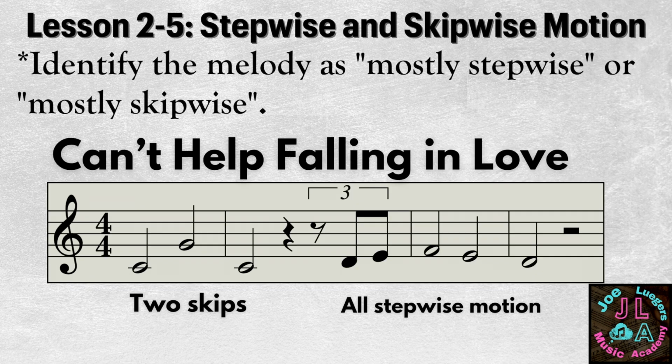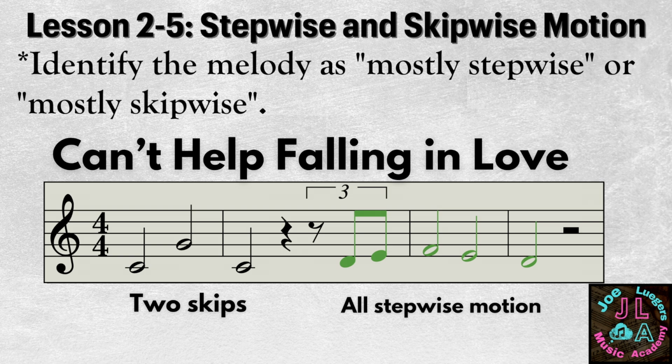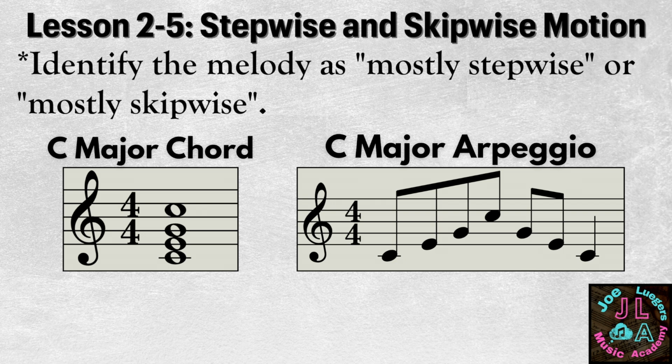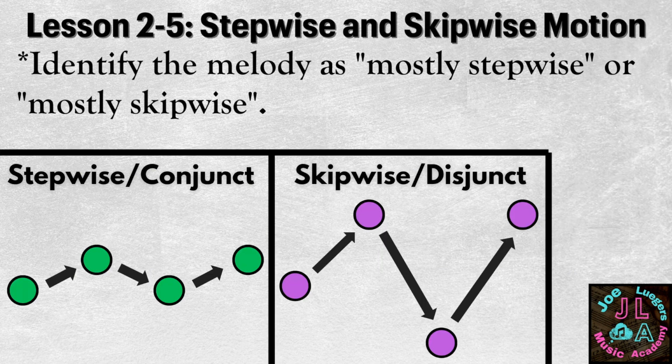Can't Help Falling in Love begins with 2 large skips in a row, but the majority of the rest of the verse consists of steps. Skipwise motion usually has notes jumping between the individual notes of a chord, also known as an arpeggio. What's a chord? What's an arpeggio? If you don't know, we'll get to it in a future lesson. For now, you can just think of skipwise motion as the thing that's not stepwise.